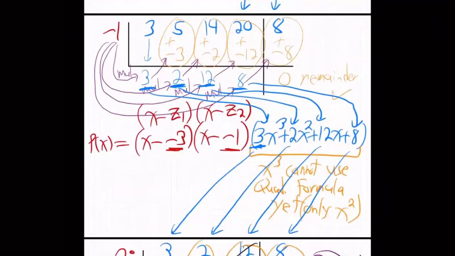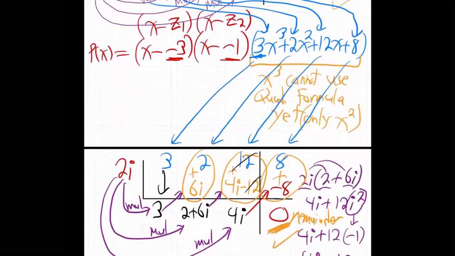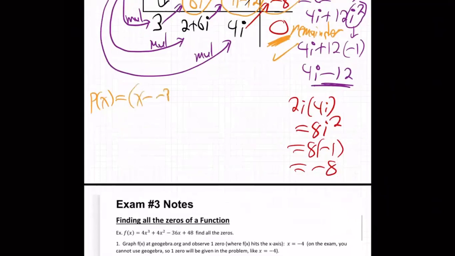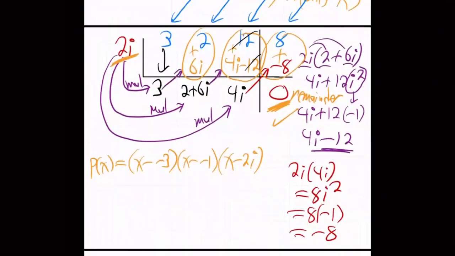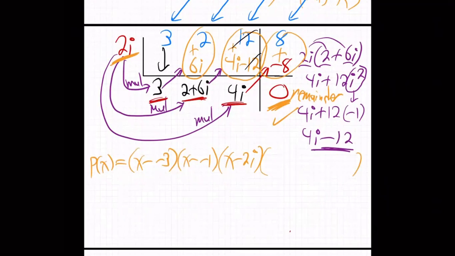So now we have the function p of x. Let's write where we're at. This is a long one. p of x equals, remember, x minus -3, x minus -1, x minus -3, x minus -1. Now x minus 2i, that's the third 0, 2i. And then what's left is this, this, and this. In fact, I'm just going to write 3, 2 plus 6i, 4i.